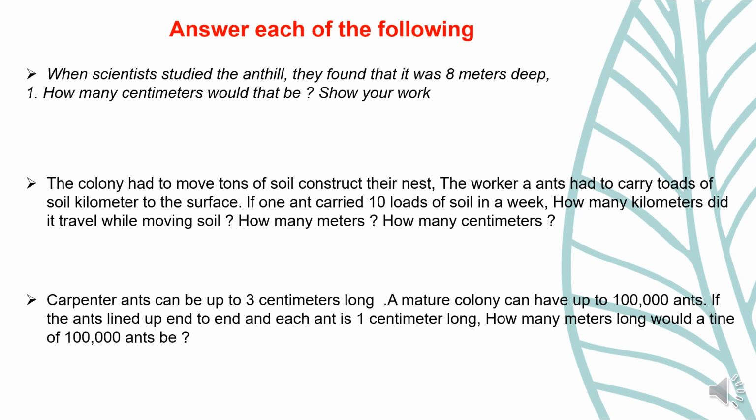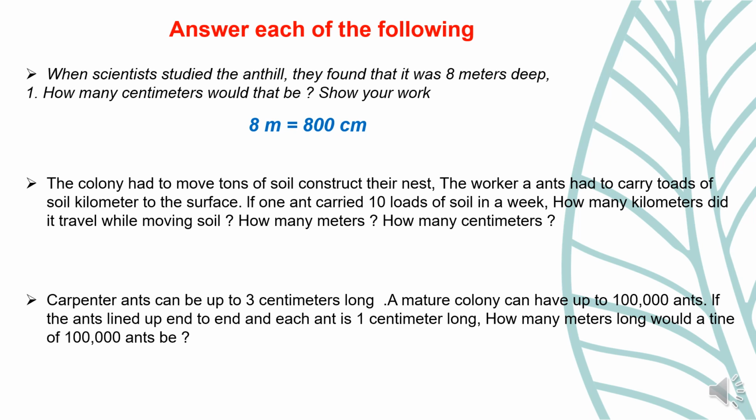Now, answer each of the following. First story, when scientists studied the anthill, they found that it was 8 meters deep. How many centimeters would that be? Now, we want to convert from 8 meters to centimeters. As we know, from meters to centimeters we have 2 zeros. So, it's pretty easy. 8 meters equals 800 centimeters.